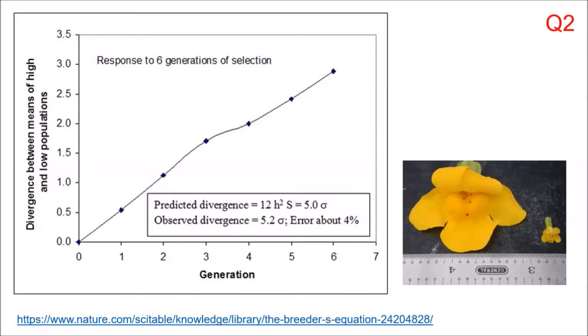So before we started the experiment, we could use the Breeder's equation, and we would predict that over 6 generations of divergent artificial selection, we would change the mean by about 5 standard deviations. We then let the experiment happen. The observed change was 5.2 standard deviations. That's an error of about 4%.